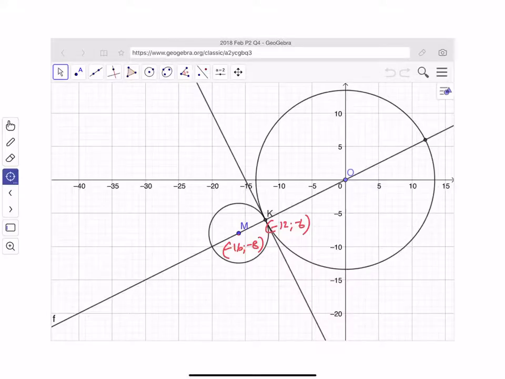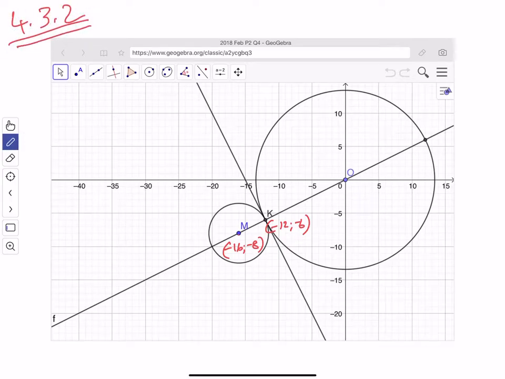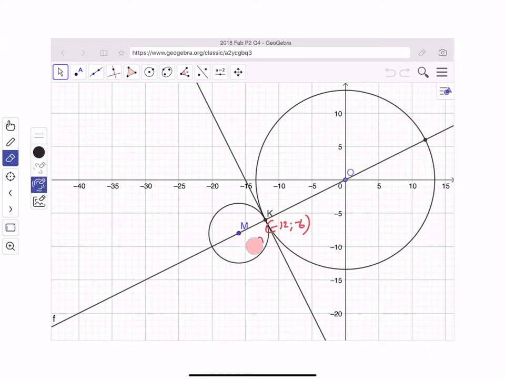My discussion is again on 4.3.2, where I'm using an alternative method to find the coordinates of M. We got these coordinates of M, negative 16, 8, from a previous method, and now I'm going to use a different approach to find the coordinates of M again.